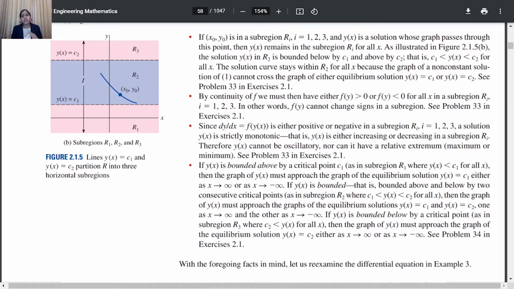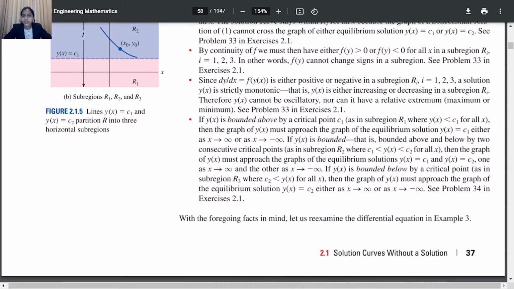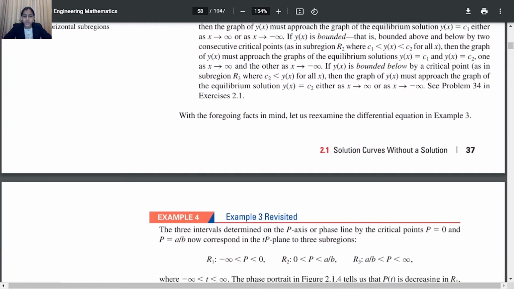And finally, the solution curves in any region will approach the equilibrium solution. The approach can be as x tends to infinity or x tends to minus infinity. That depends upon the function. So these are the things that we can infer easily from the autonomous differential equation given to us and the corresponding critical points. So let's just view the example.